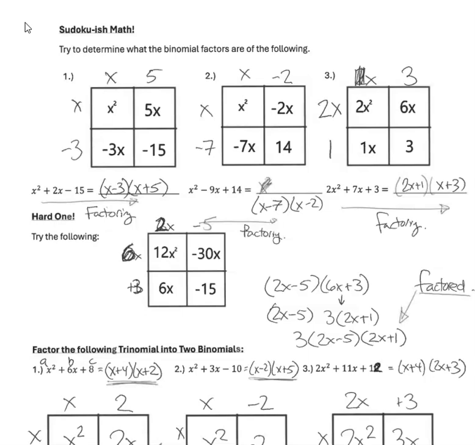That way, 2x times x gets you 2x squared, and then 2x times 3 gets you your 6x. The x times 1 gets you 1x, and 3 times 1 gets you 3. So those four terms come together to be 2x squared plus 7x plus 3, and when they are factored, you get 2x plus 1 and x plus 3.